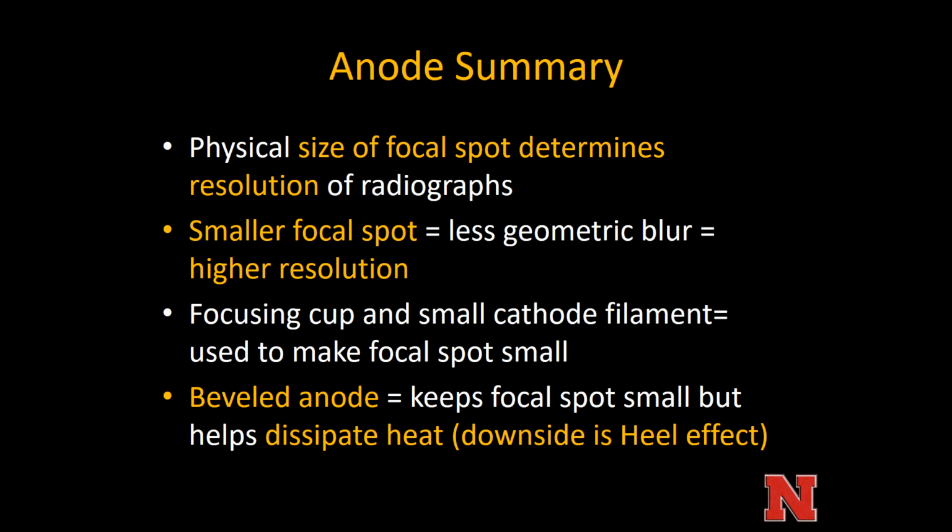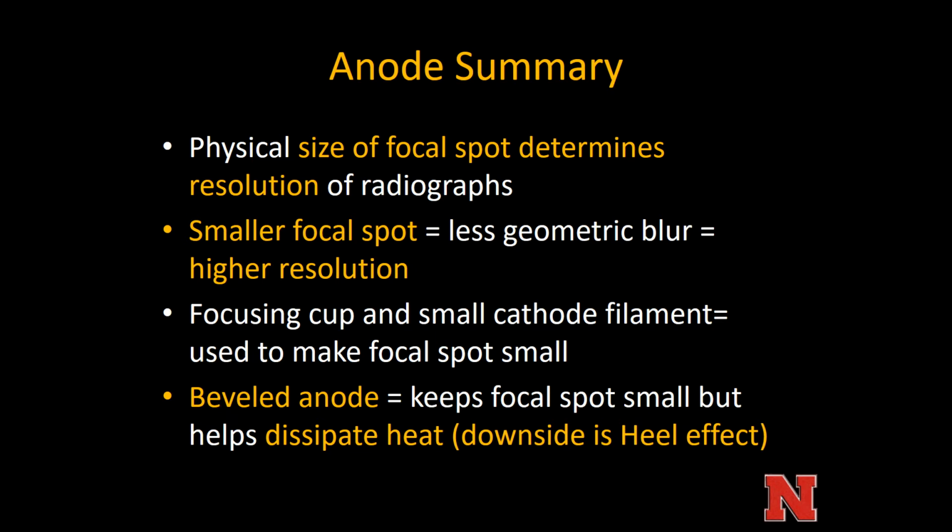So the anode summary, the physical size of the focal spot is important because it determines the resolution of your radiographs. And if you have a radiograph like a wrist x-ray looking for a subtle scaphoid fracture, you really are going to need a focal spot which is smaller for your setup. The smaller the focal spot, the less geometric blur that occurs and the higher resolution radiographs that will be produced. A focusing cup and a small cathode filament are used to make a small focal spot, so the setup in the cathode helps determine the focal spot in the anode.